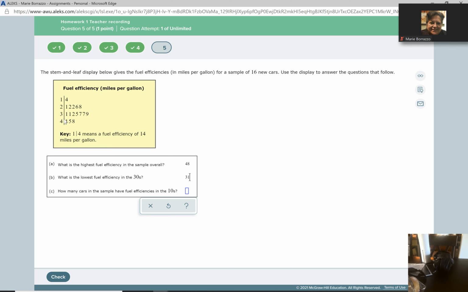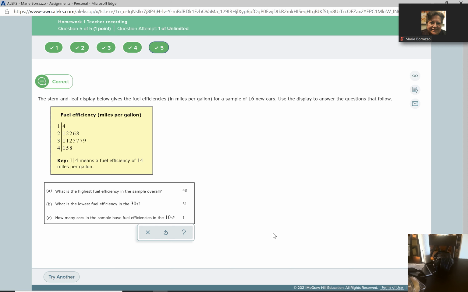The lowest fuel efficiency in the 40s is 41. The highest in the 40s is 48. Do you see where I'm going with this? How many cars in the sample have fuel efficiencies in the 10s? Only one. Only one car has fuel efficiency in the 10s because there's only one number, 14. All right, let's check this and let's see if there's any errors. No, we're good. So that's how you're going to approach the first part of your assignment. I'll do the rest in another video.